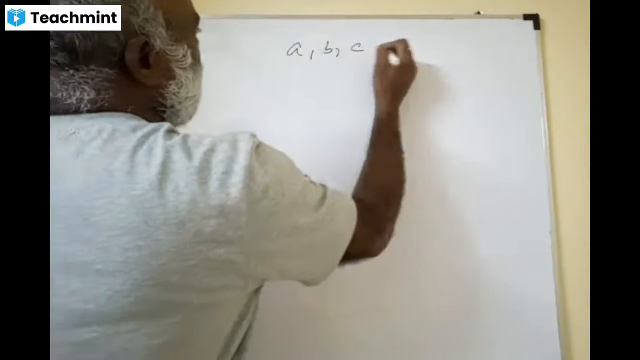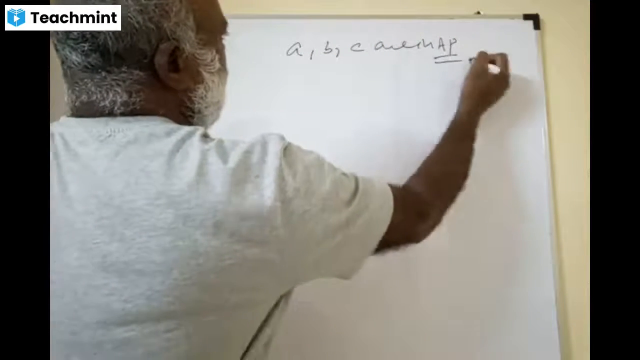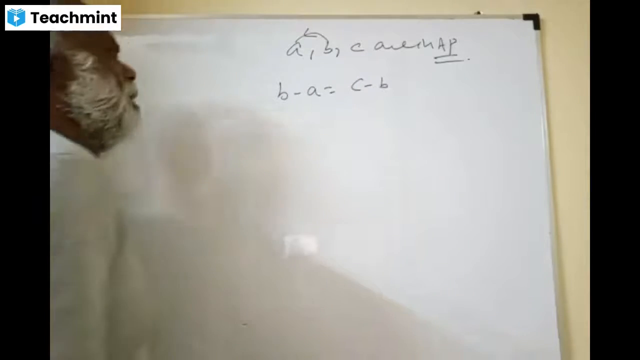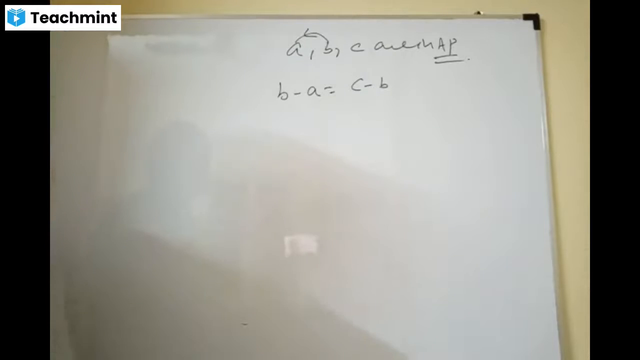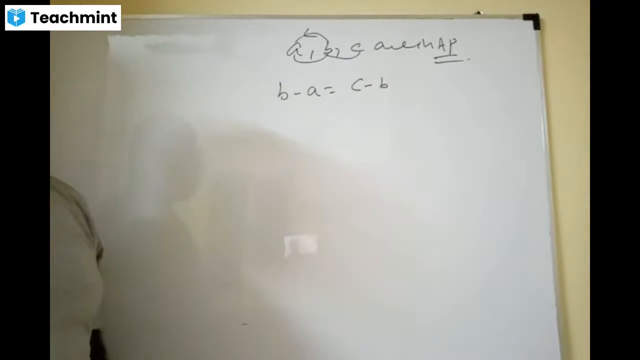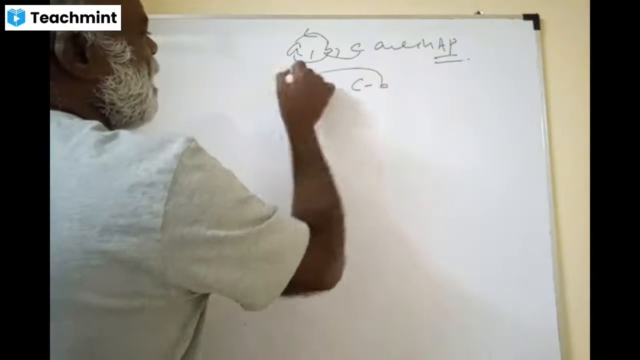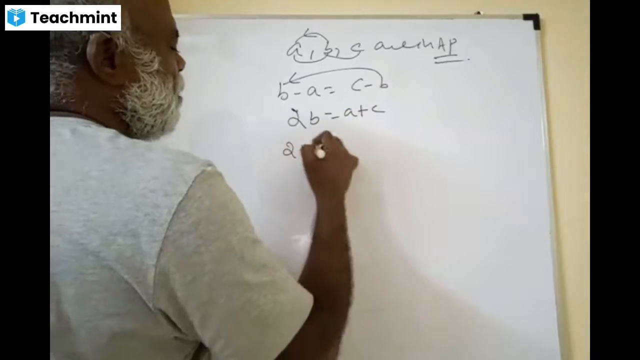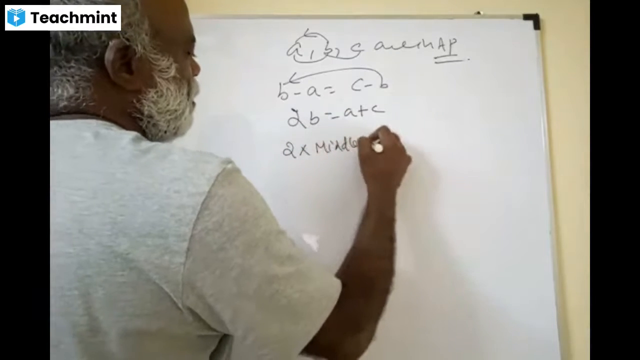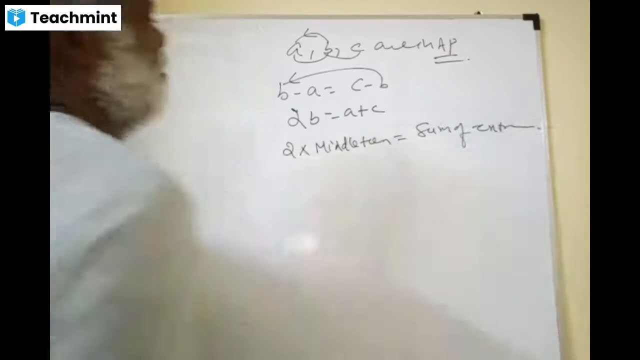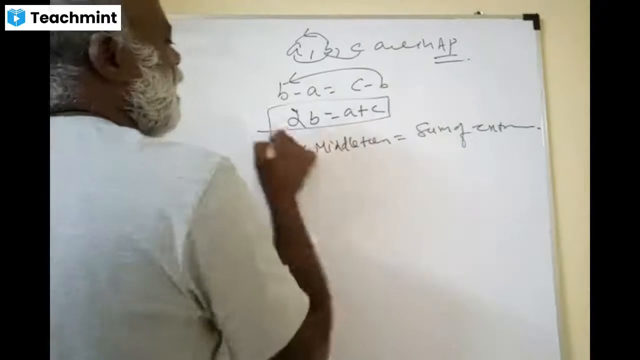A, B, C are in AP, my dears. Is it right? B minus A is the same as C minus B. Do you agree? This is the AP definition, right? The difference of any two consecutive terms is a constant. Therefore, friends, you take B here, you get 2B equal to A plus C. It is nothing but 2 times the middle term is equal to the sum of extremes. So this is the condition for AP, my dears.